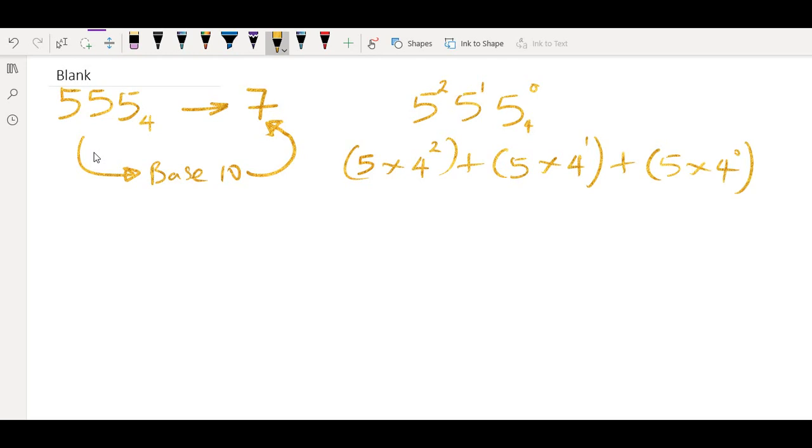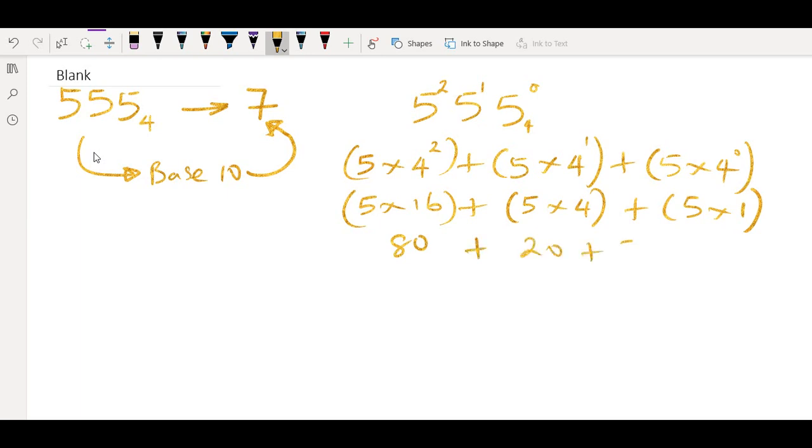8 to the power 2. So you have 5 times 64, plus what? 8 to the power 1. So you have 5 times 8, plus 5 times 1. Anything raised to power 0 is 1, right? Yes. This is what? 320 plus 40 plus 5. And that's what? 365. So 365 in base 10, right? Yes. So now convert this 365 to base what? 7. We'll now take it to base 7.